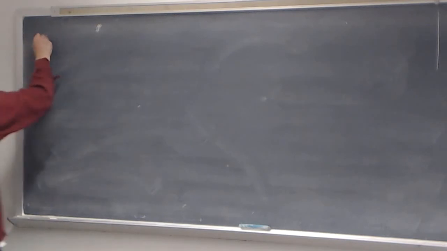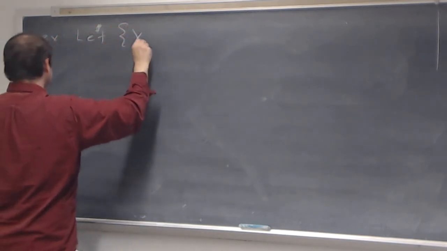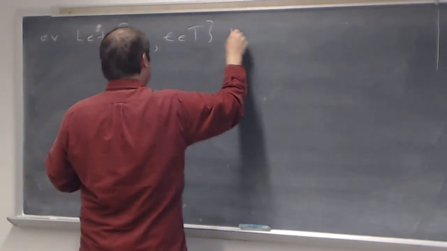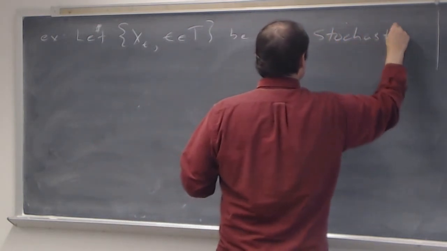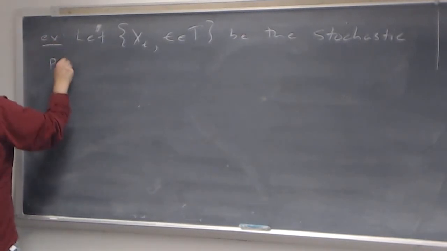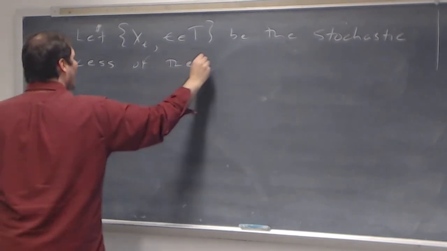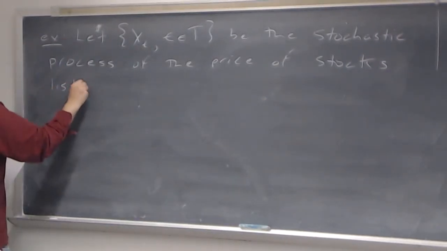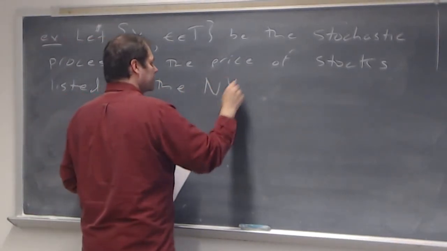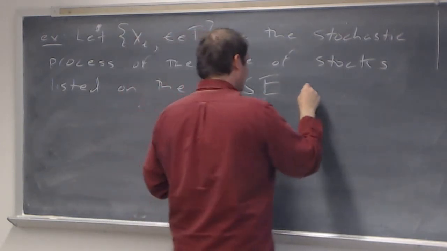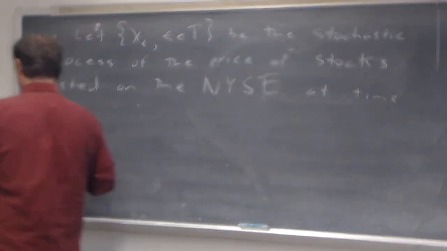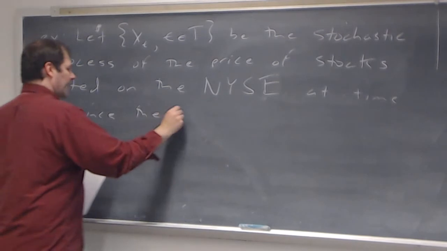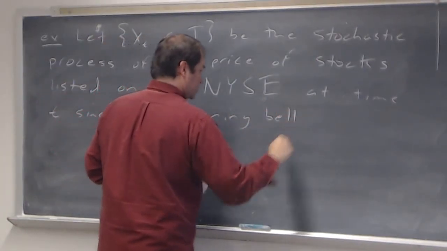Let's look at another example. We'll let X sub t, such that t is an element of big T, be the stochastic process of the price of stocks listed on the New York Stock Exchange at time t since the opening bell. That's when they start trading stocks per day.